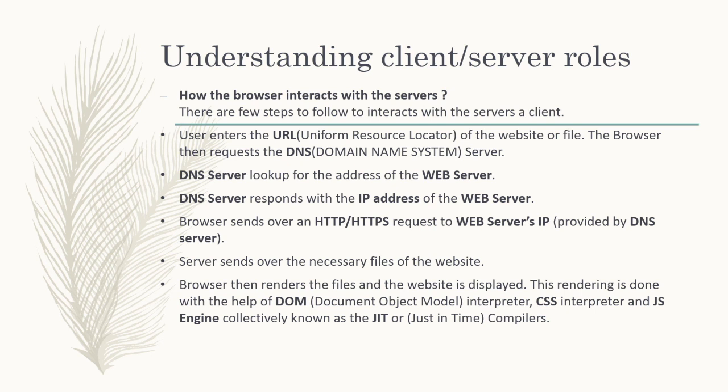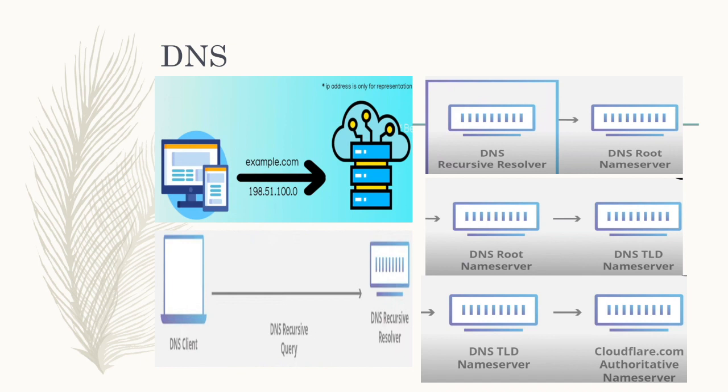The browser sends an HTTP or HTTPS request to the web server's IP. The server sends over the necessary files of the website. The browser then renders the files and the website is displayed. This rendering is done with the help of the DOM, the Document Object Model interpreter, the CSS interpreter and the JS engine, collectively known as JIT or just-in-time compilers. Here we just mentioned the DNS.